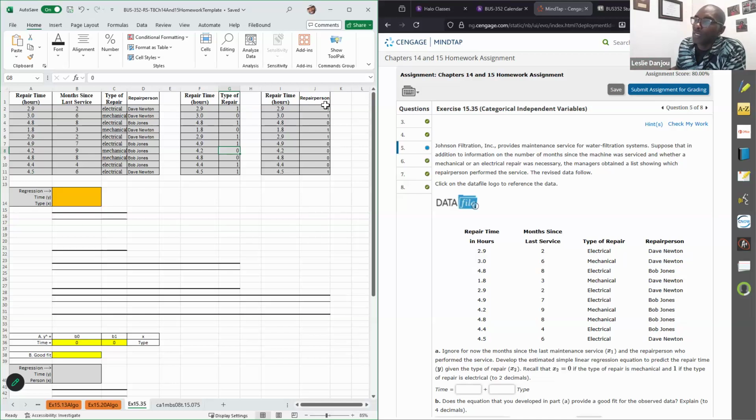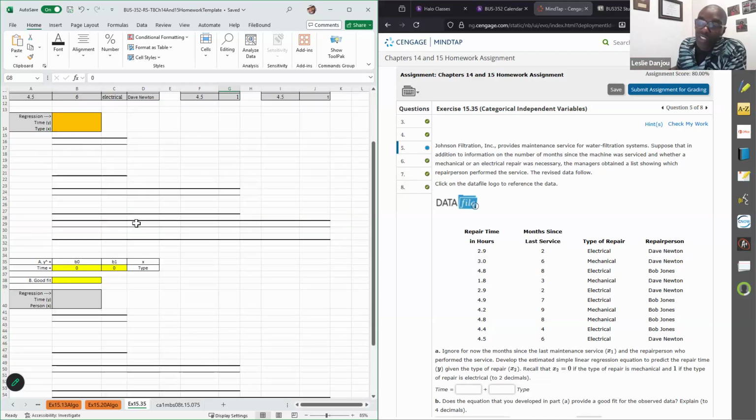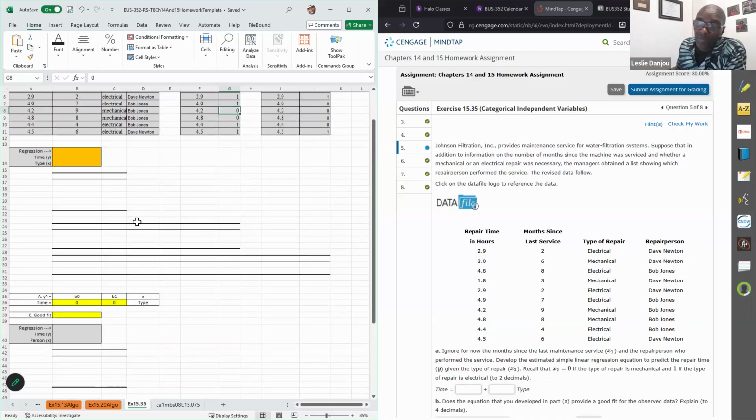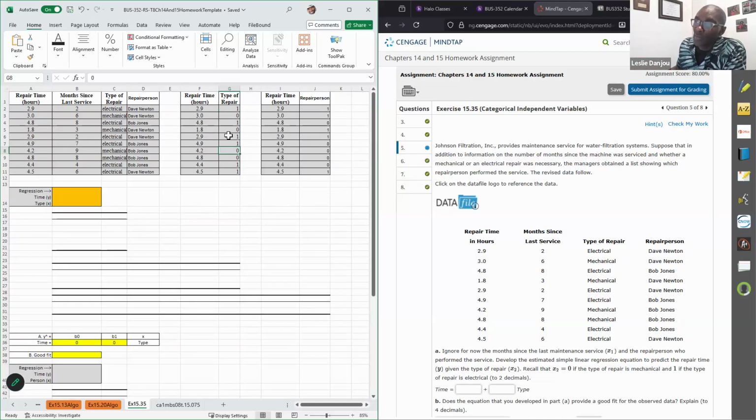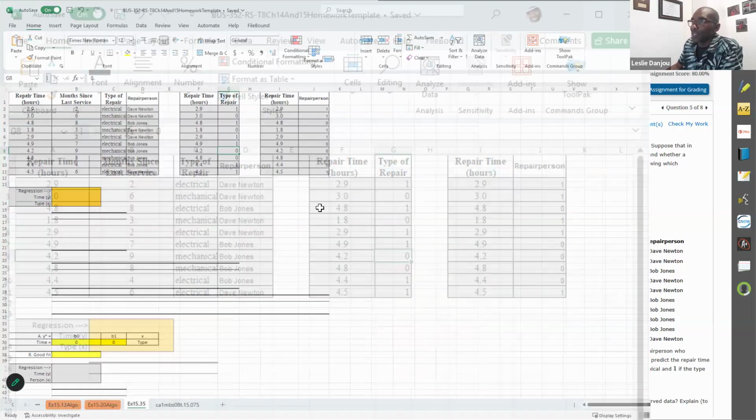So once again, for Dave, we made him 1. For Bob, we made him 0. So every time Bob shows up, we hit 0. Every time Dave shows up, we hit 1. So what we're going to do is two regression analyses. One for type of repair and one for repair person. Now that you got that concept, I'm going to maximize this.